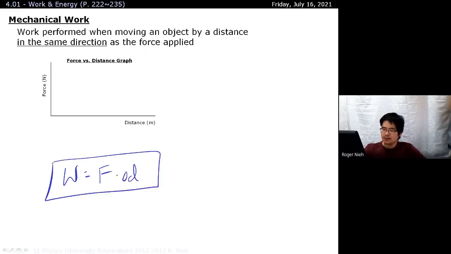But I always like to talk about the story behind how the formula comes to be. That way you can better appreciate what it is as opposed to just memorizing a formula and not really knowing the backstory behind it.